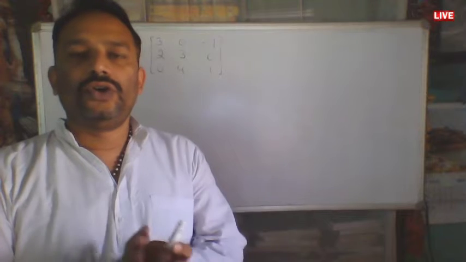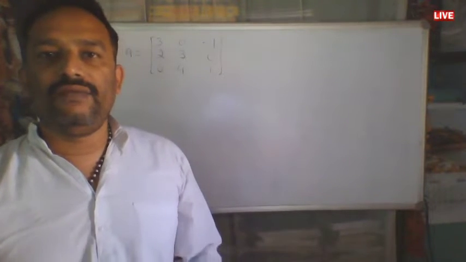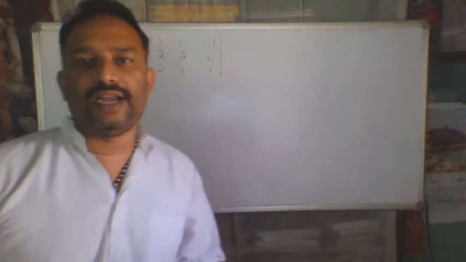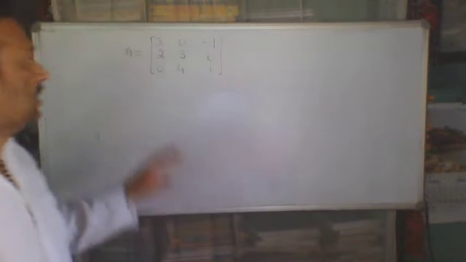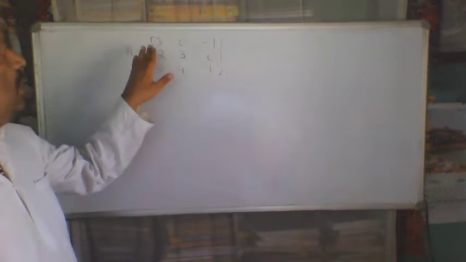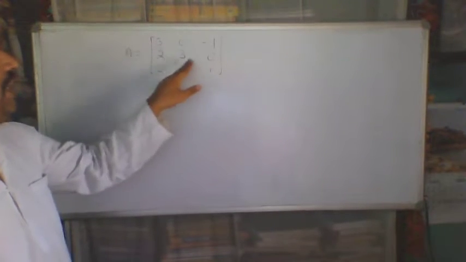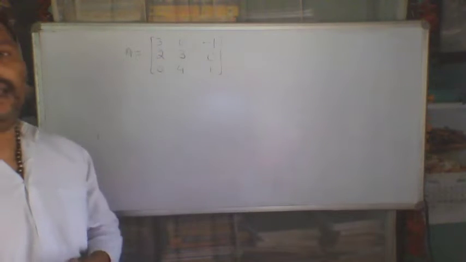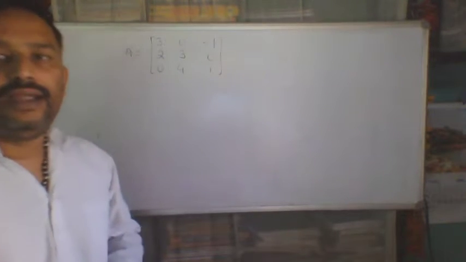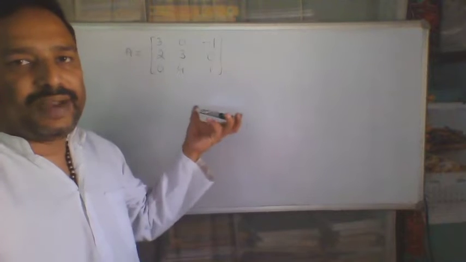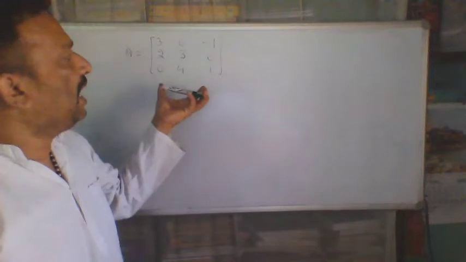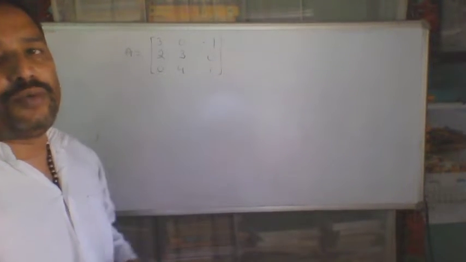Good morning all of you. So let us discuss how to find the inverse of a matrix by elementary transformation. An example: suppose A is equal to the matrix [3 0 -1; 2 3 0; 0 4 1]. We need to find the inverse of this matrix, if possible, with the help of elementary transformation.